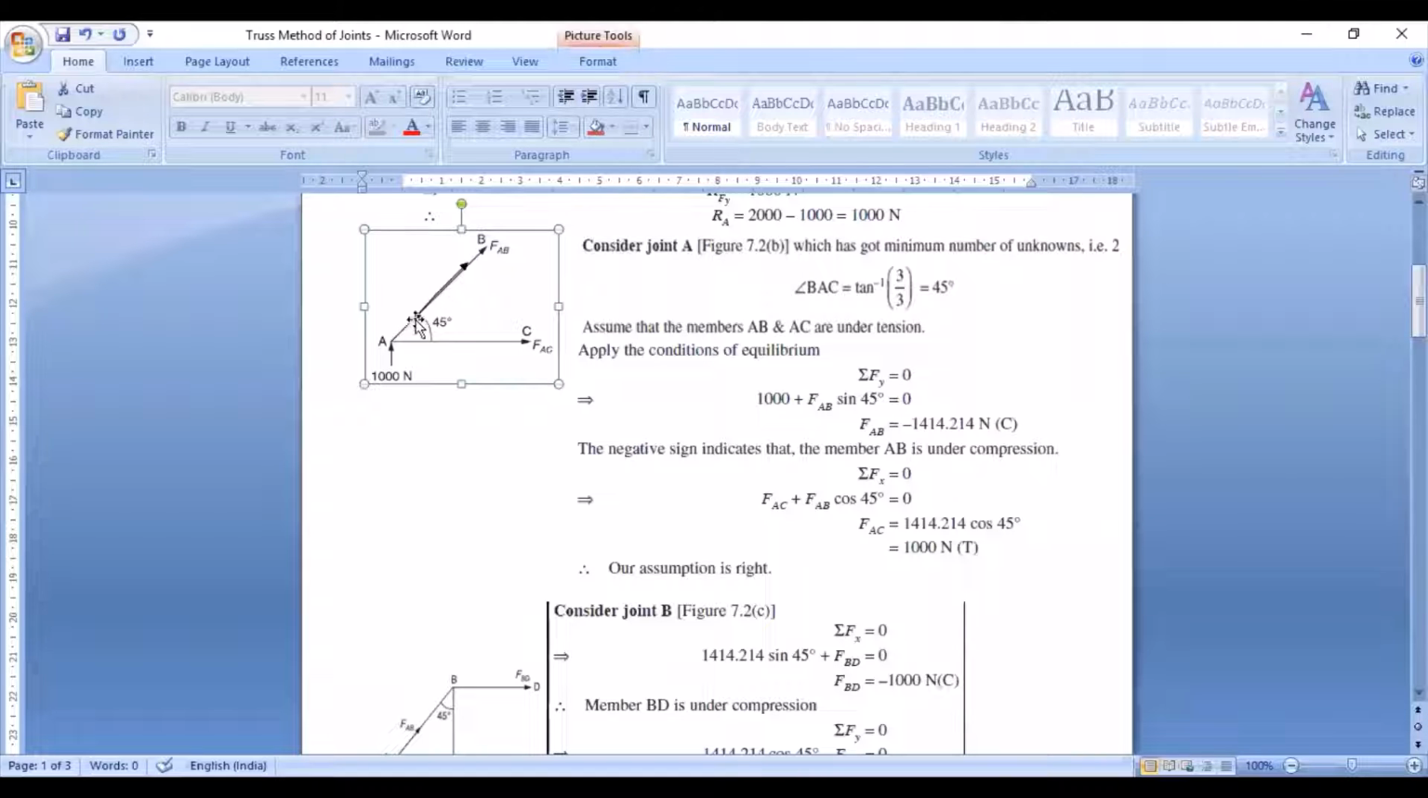So once you calculate, you're supposed to give these arrows to that member. If it is moving towards joint A, then this arrow will be moving towards joint C. So either it will be a pull action or it will be a push action. In this, what has happened? Both are moving away from each other. Here, both are moving towards each other.